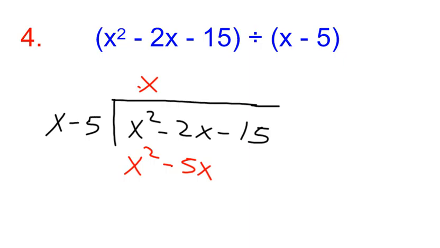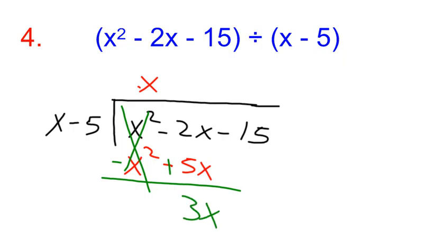So I'm going to change the signs on my binomial. Negative x squared and a positive 5x. As I combine like terms, these cancel out, which they always should, and then I have a negative 2x plus 5x is a positive 3x. Once I get that 3x, I bring the negative 15 down. This negative 15, I drop that straight down.